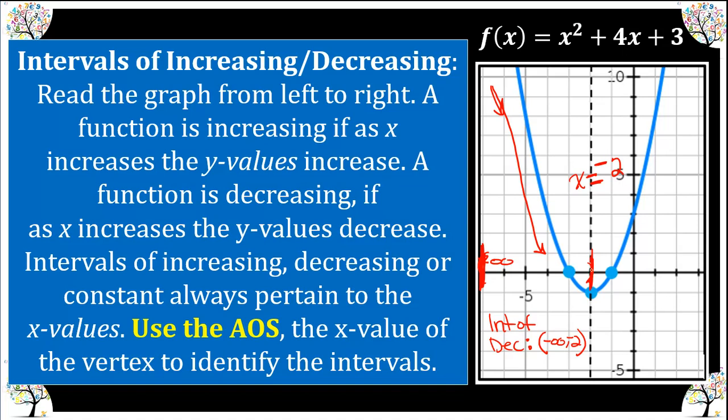Then when x reaches -2, it changes the direction of the parabola and it goes up. So our interval of increase, again, you're going to use the AOS. So from here to here, our graph is going up from left to right. So we go from -2 to +infinity. So notice with intervals of increase and decrease, you're going to use your AOS value.